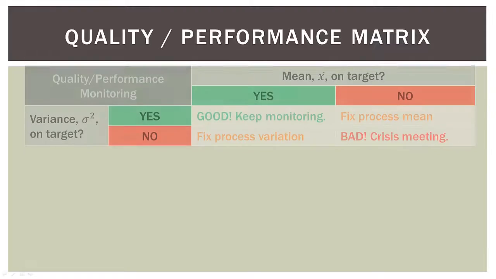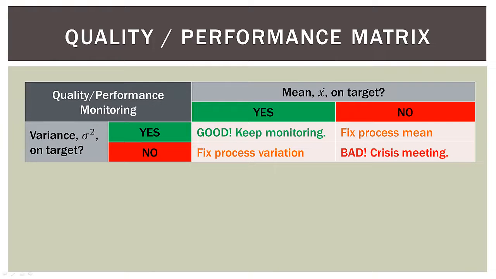So let's look at this in an actual little chart I made. If we're looking at the quality or monitoring the performance of some process, we can think of these two things. Is the mean on target? That's up there at the top. Is the variance on target, which is over here on the left? Well, if both are good, if the mean's on target, so yes, if the variance is on target, yes, then we're doing good. Both are right on target, and we just keep monitoring.